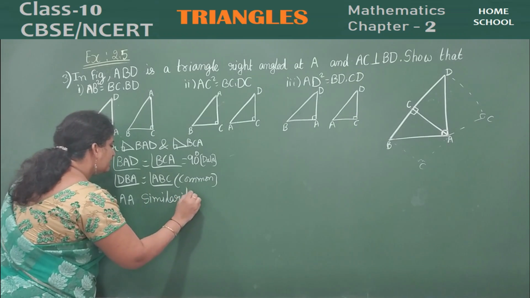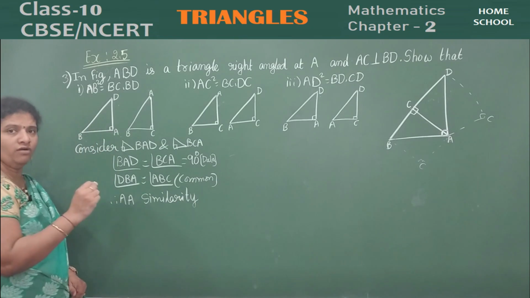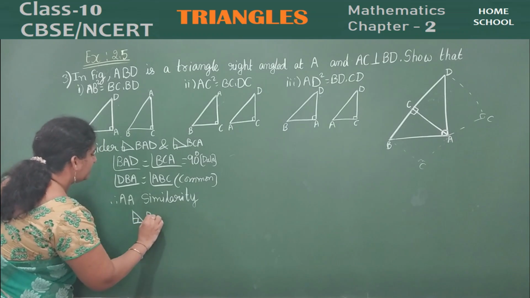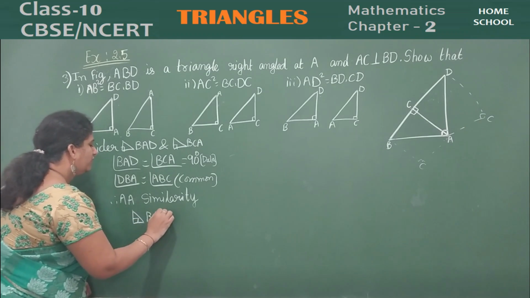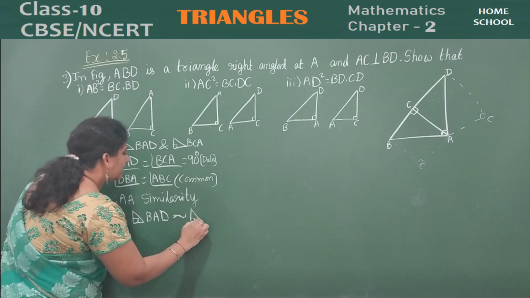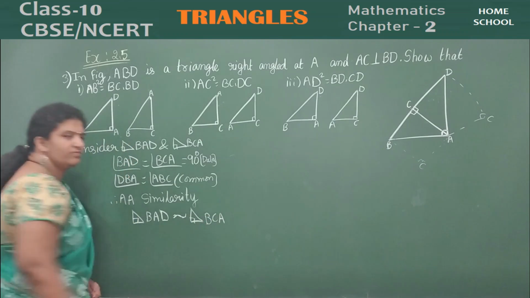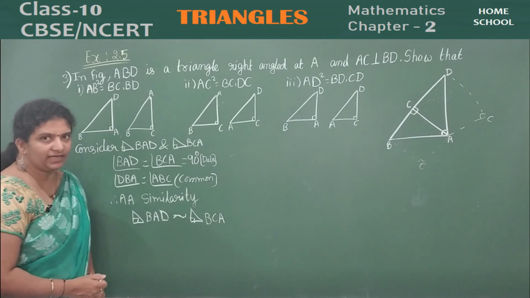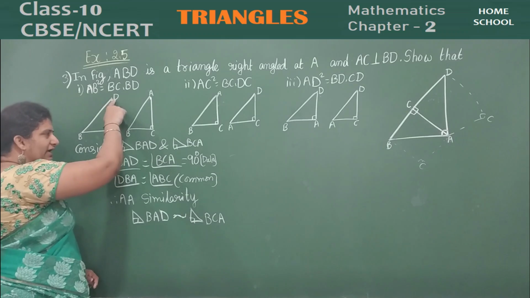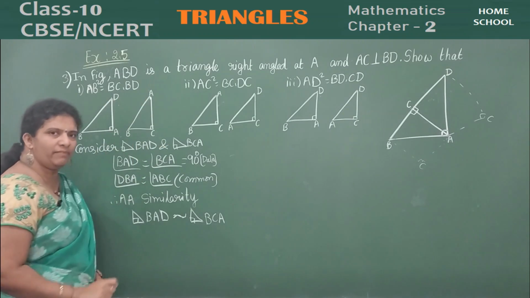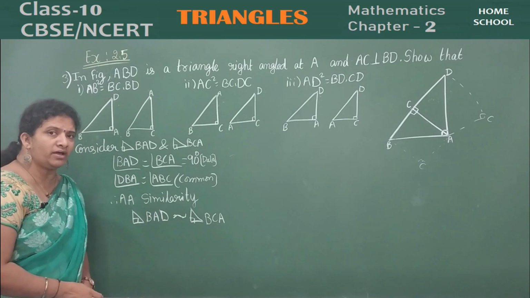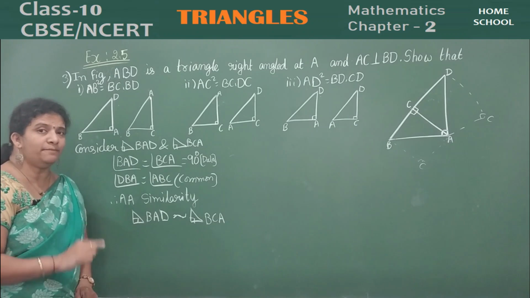Therefore, by angle-angle similarity criteria, I can say right angle triangle BAD is similar to right angle triangle BCA. Okay, so if these two triangles are similar, what do you remember? The corresponding ratios are in proportion.